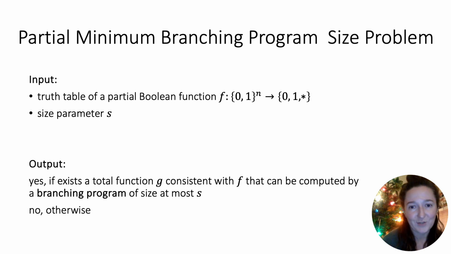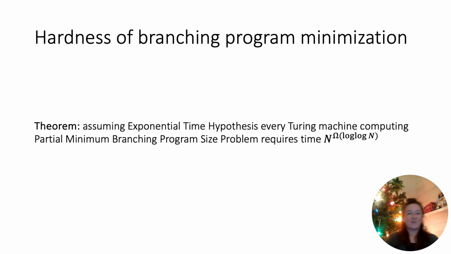Okay, so what we showed in our work. We showed that assuming the exponential time hypothesis, every Turing machine computing the partial minimum branching program size problem requires time N to the log N, where capital N is 2 to the little n, the length of the truth table.